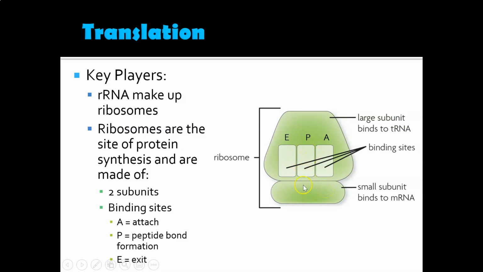My P site here in the center is a peptide bond formation site. So once that tRNA anticodon matches its codon on the messenger RNA, we slide everything over into this P site, and that's where we start building those peptide bonds. Remember, peptide bonds are the covalent bonds that get formed between amino acids in a protein chain.